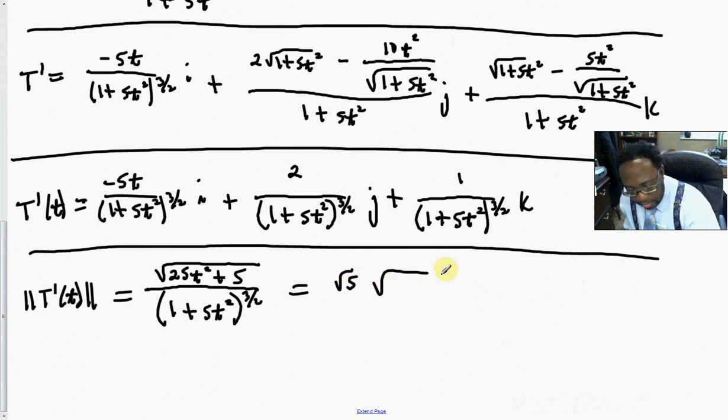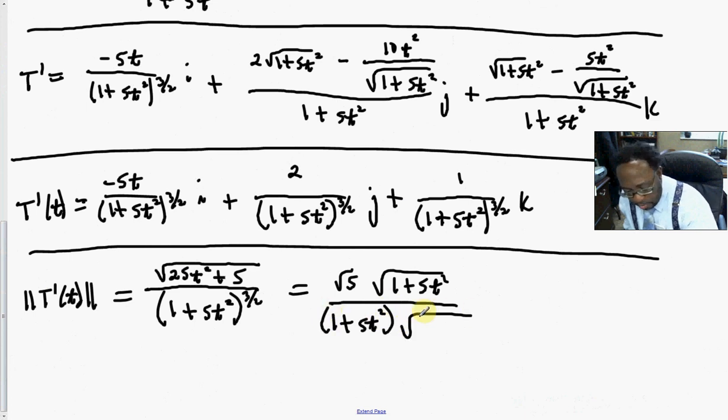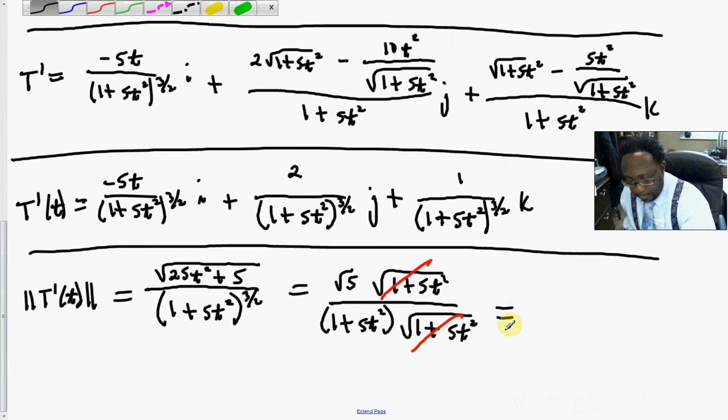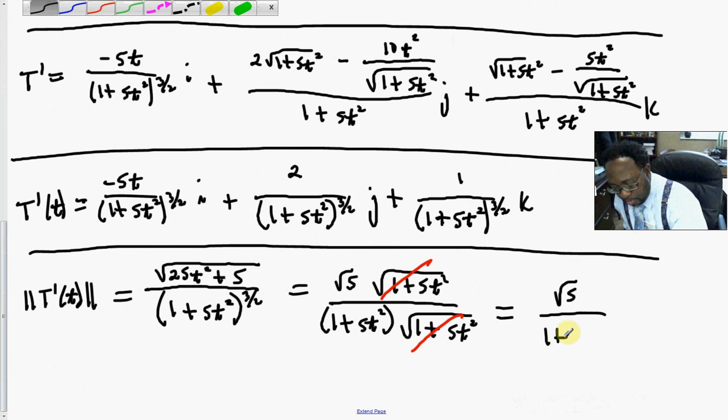and that leaves the square root of 1 plus 5t squared, and that's divided by, look at this, 1 plus 5t squared times the square root of 1 plus 5t squared. So the radicals cancel, and we have left the square root of 5 divided by 1 plus 5t squared.